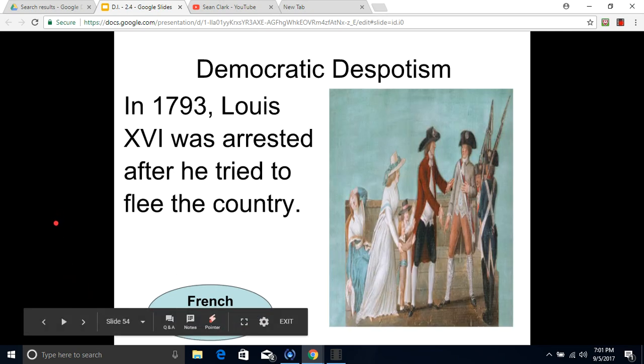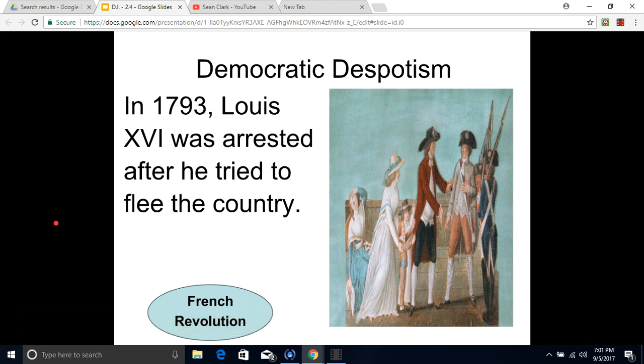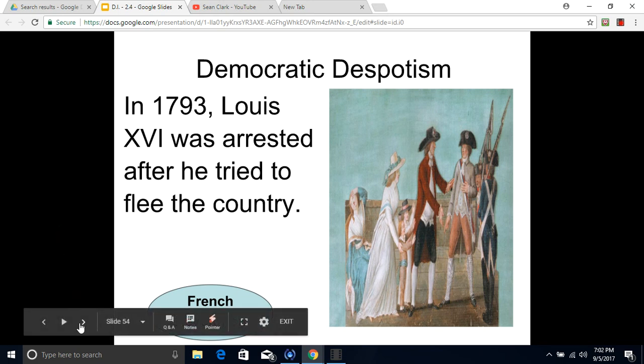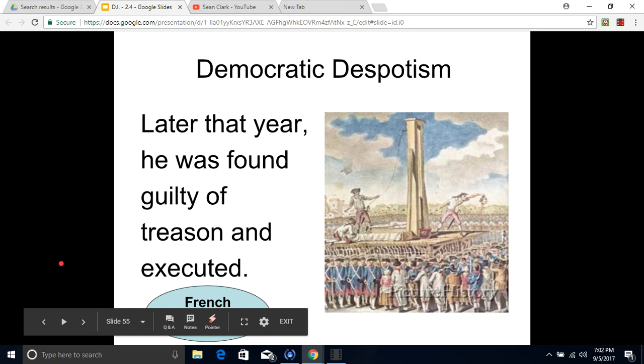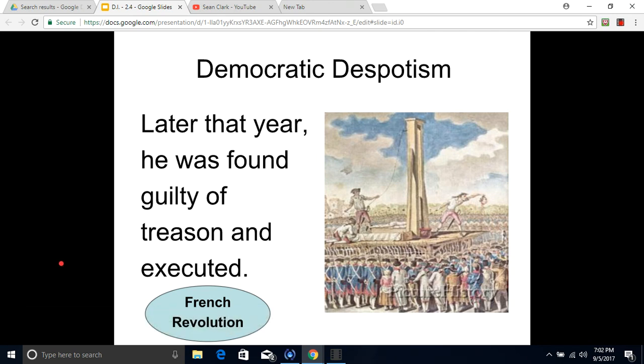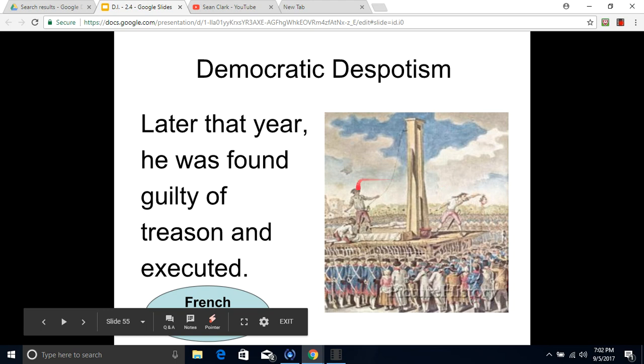During this period, Louis XVI tried to sneak out of the country along with his family. He was arrested and put under custody. Later that year, he was found guilty of treason and executed. Here's a painting of that. Here's Louis XVI's head, and it's being held in front of the Paris mob.